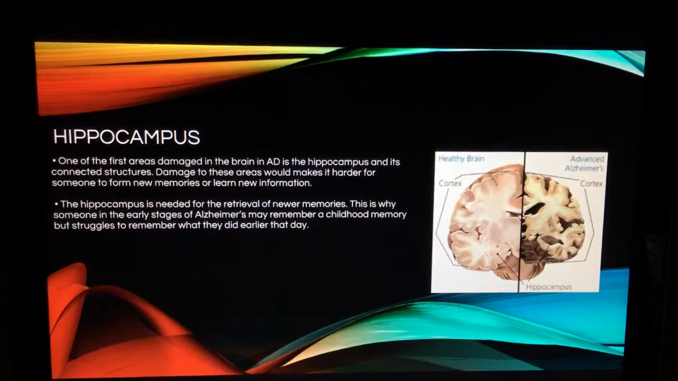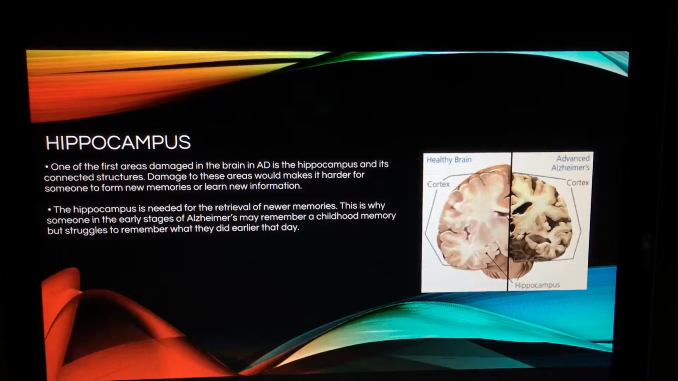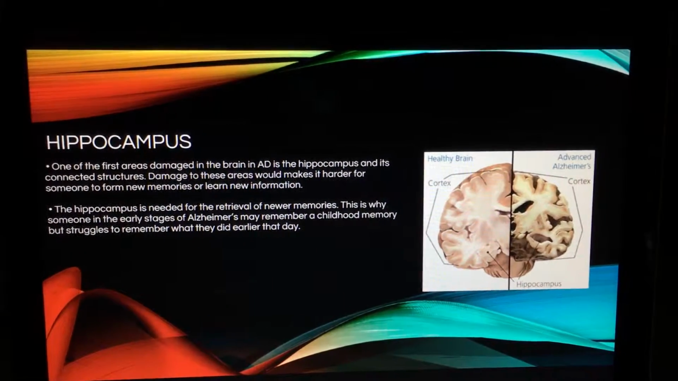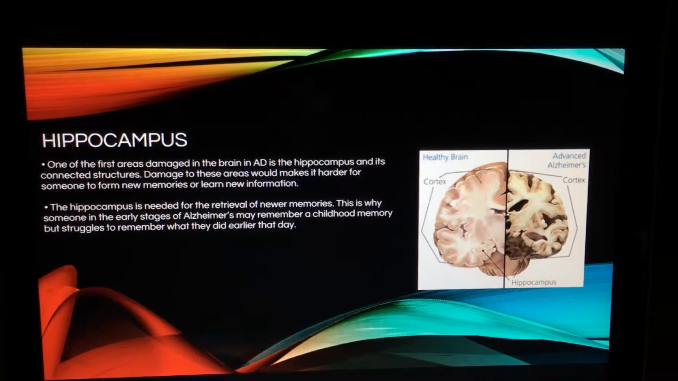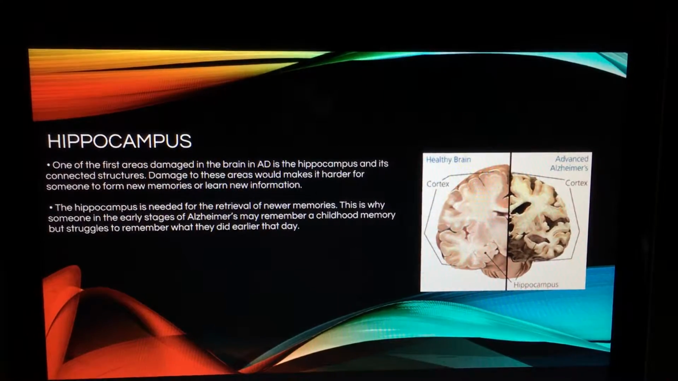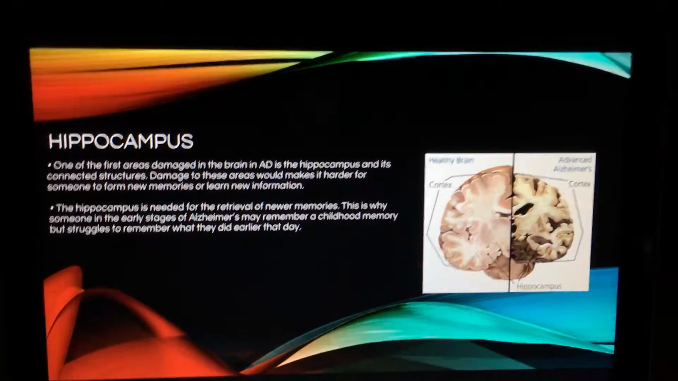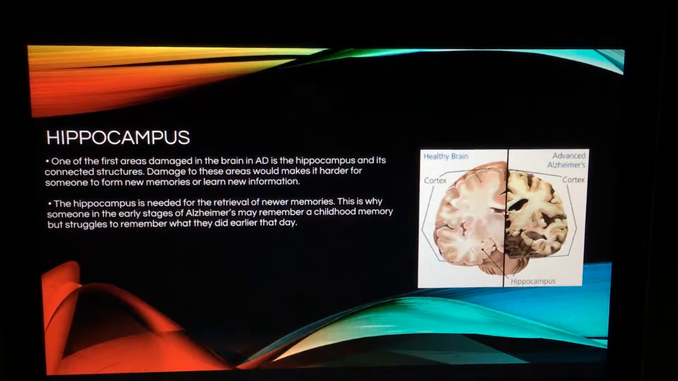The hippocampus. One of the first areas damaged in the brain in Alzheimer's disorder is the hippocampus and its connected structures. Damage to these areas would make it harder for someone to form new memories or learn new information. The hippocampus is needed for the retrieval of newer memories. This is why someone in the early stages of Alzheimer's may remember a childhood memory but struggle to remember what they did earlier that same day.